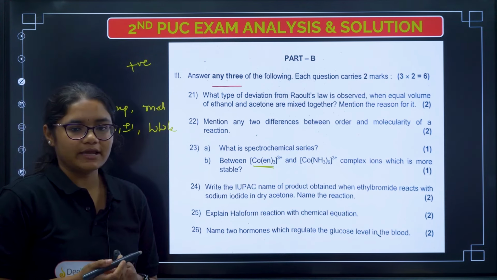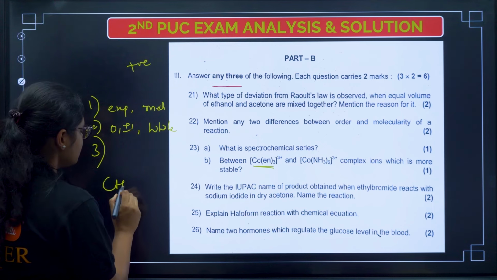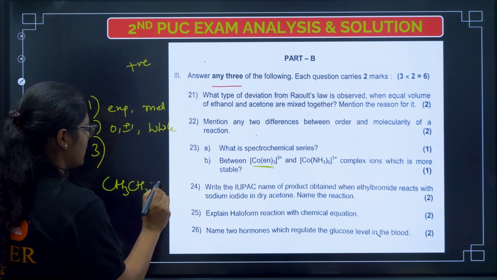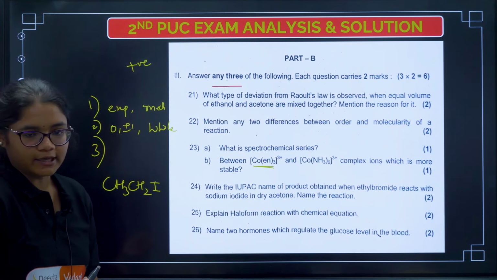Next is the IUPAC name of the compound obtained when ethyl bromide reacts with sodium iodide in dry acetone. So this is which reaction? This is your Finkelstein reaction and the product will be CH3CH2I. So you have to write the IUPAC name. So it is 1-iodoethane. Okay.